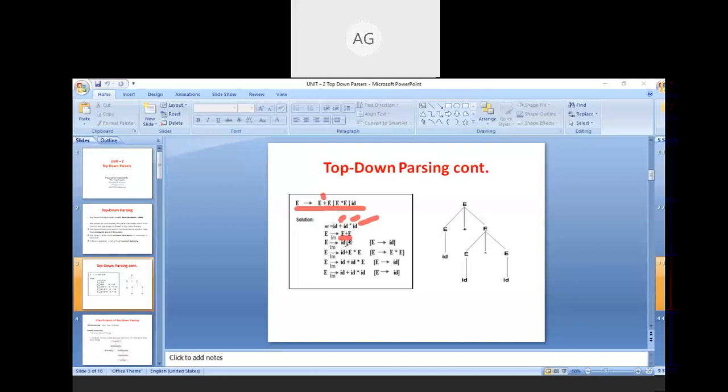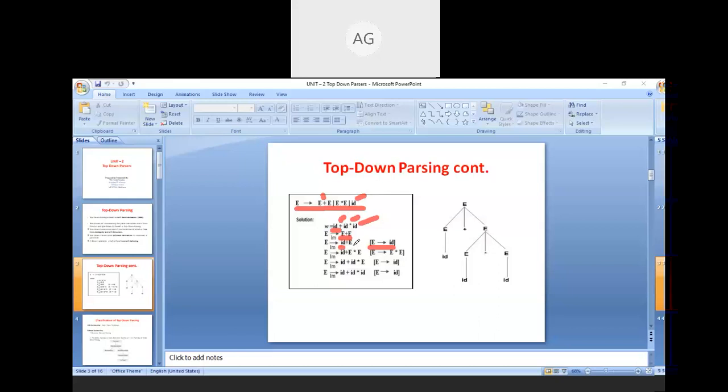After that we need to change the first E from the left hand side and convert it into E produces ID, because E produces ID is also there in the third production. So we can replace the first E with ID. So here you can see the ID is there. So now we have ID plus E. At this step we have already produced id plus in the string.